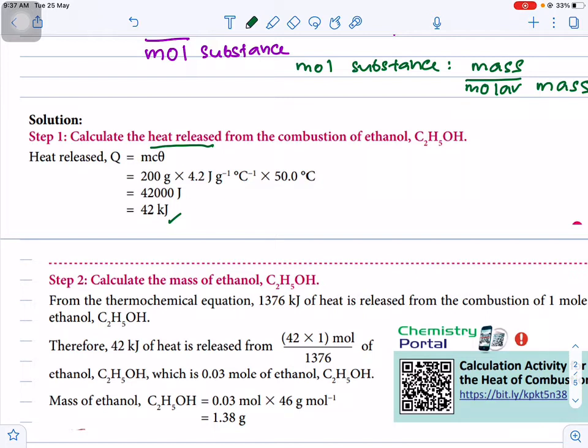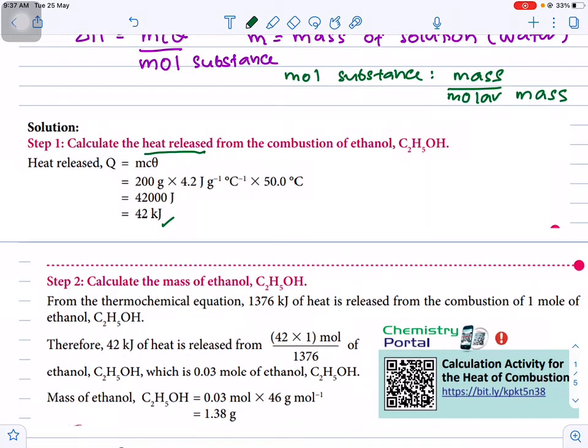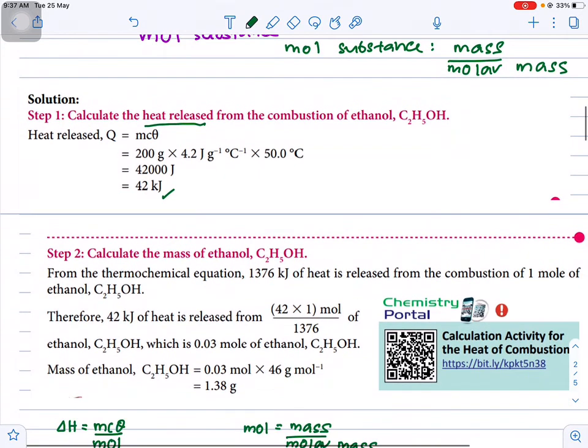1370 kilojoule of heat is released when 1 mole of ethanol is burned. Okay, so that is the value. Therefore, 42 kilojoule is released from 42 times 1 over 1376 of ethanol, which is 0.03 mole of ethanol.